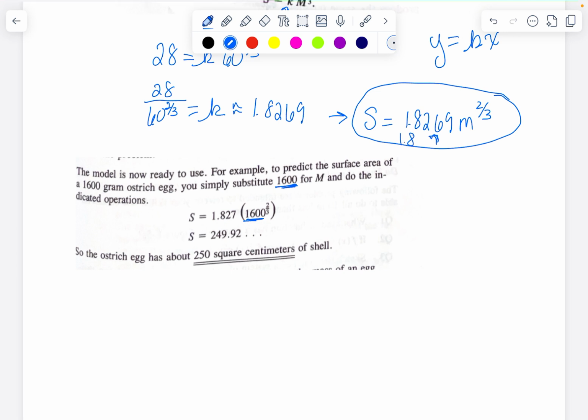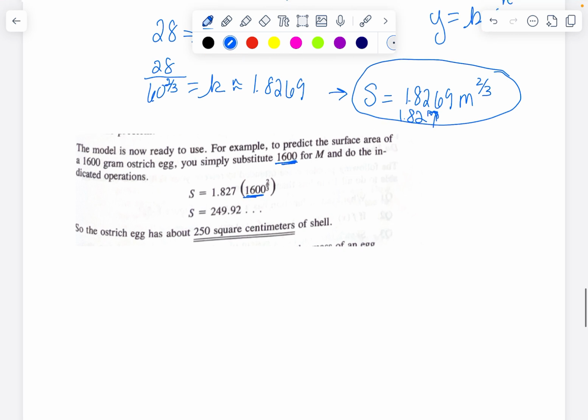Oh, they rounded it quicker, so they rounded this to 1.827. But we still use the whole value in our calculator. So this is where they would plug it in, use their calculator, and find out that S is 249.92. This is the square centimeters. We're going to approximate this one because it's pretty close to round to 250. So the ostrich egg has about 250 square centimeters of shell.